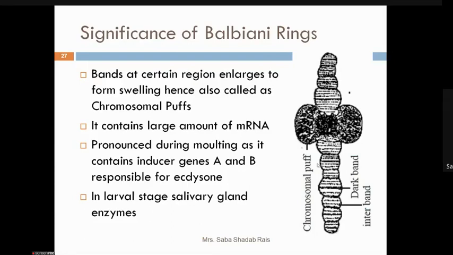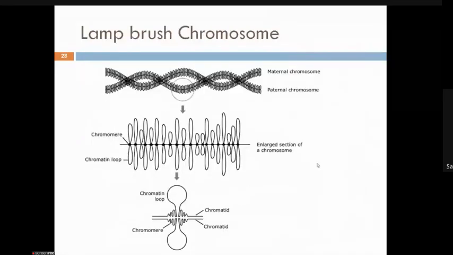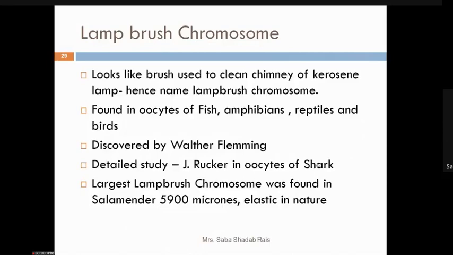So this is all about the polytene chromosome. Now we will talk about the second type, that is the lampbrush chromosome. This is again the second type of giant chromosome. It is called lampbrush because when you observe its structure, it looks like a brush which was used to clean the chimney of a kerosene lamp. Hence its name is the lampbrush chromosome.